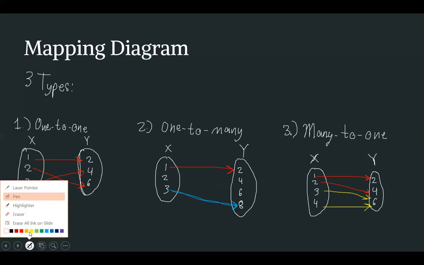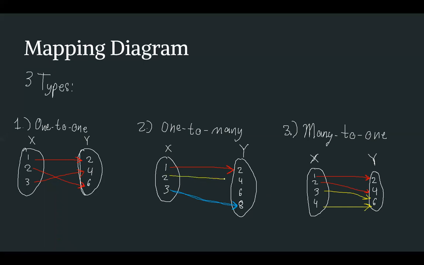For the second type of diagram, which is one-to-many, meaning one element here has two matched elements from set Y, such as this one. As you can see, from here we have number 2. We have only one element here from set X, yet it is connected or matched to two elements from set Y, which is 4 and 6.